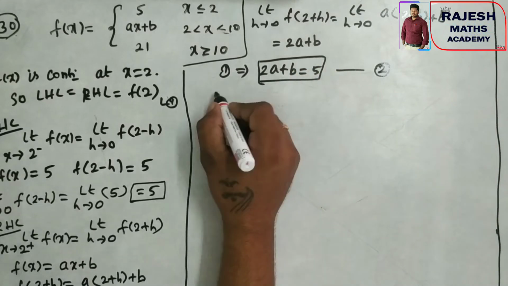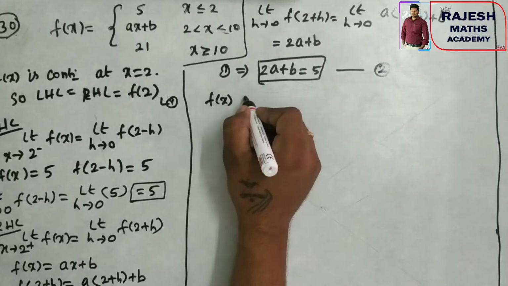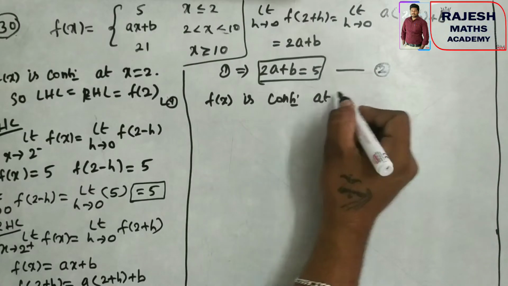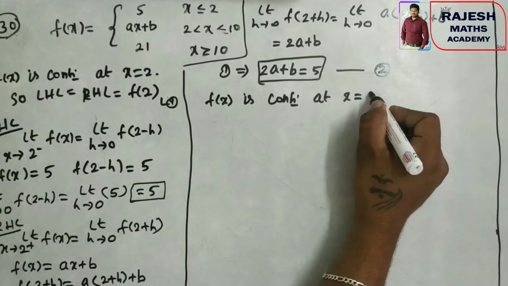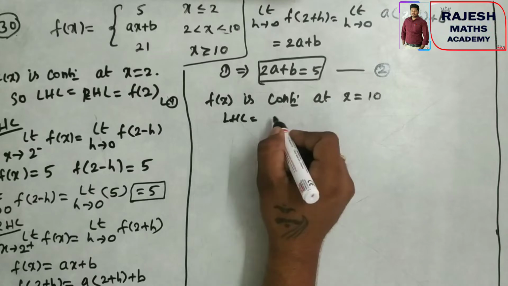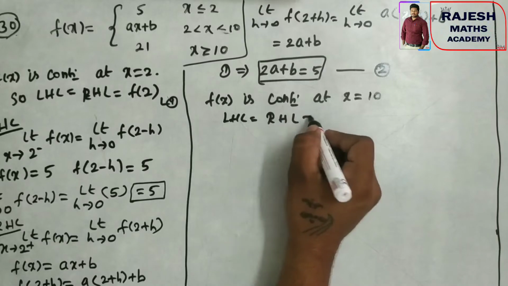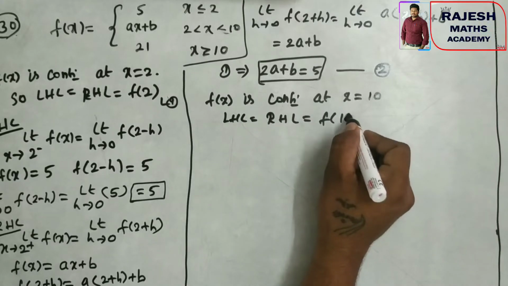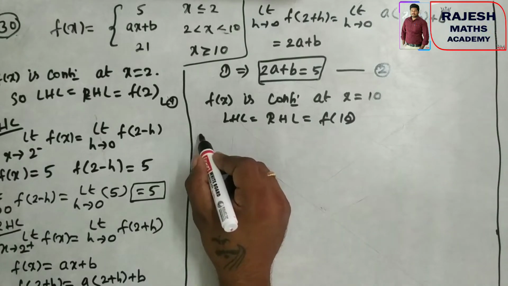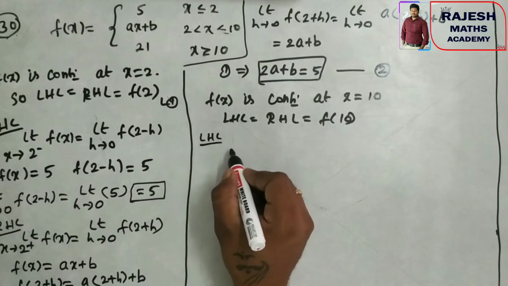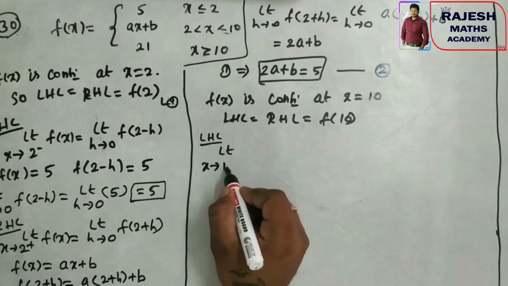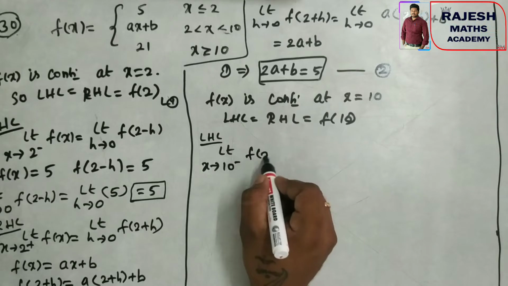Clear? Similarly, we can prove f of x is continuous at the point x equals 10. So at x equal to 10, LHL will be equal to RHL, which is equal to the value of the function f of 10. Clear? So now find the LHL. The same LHL definition I am going to use here: limit x tends to 10 minus f of x.